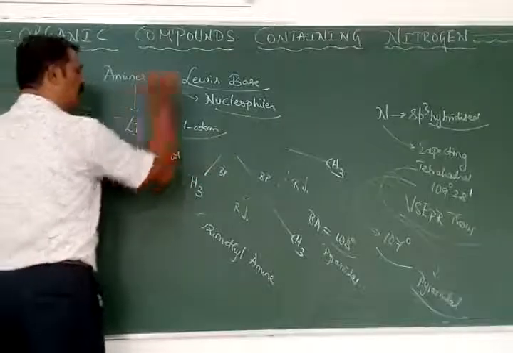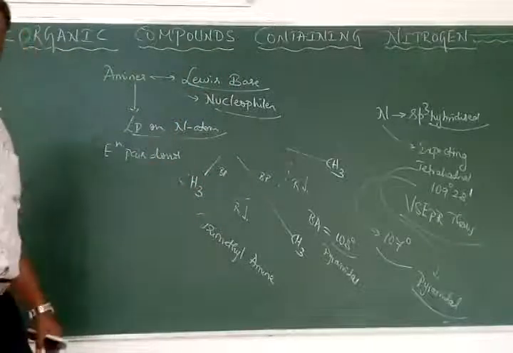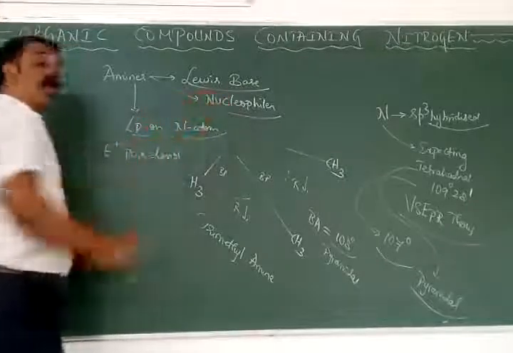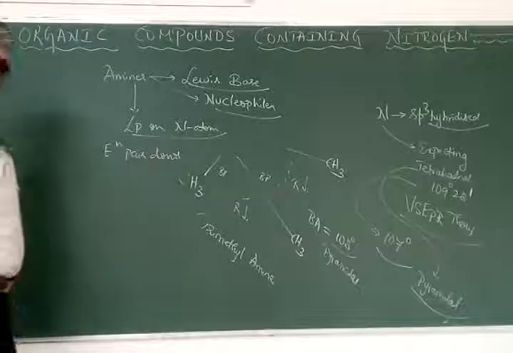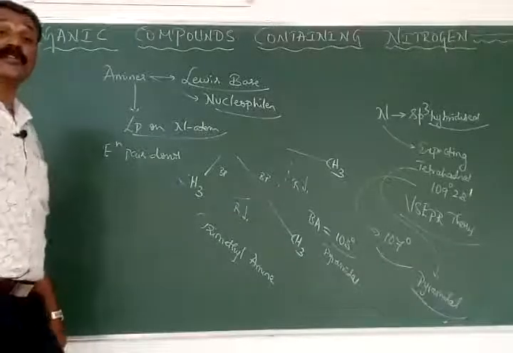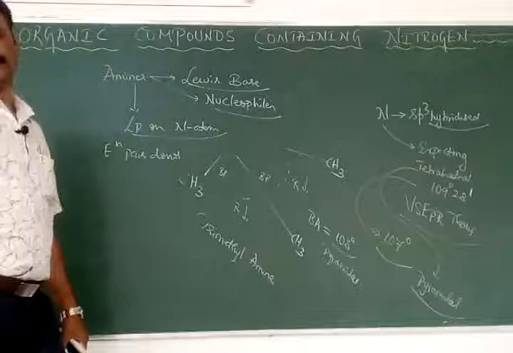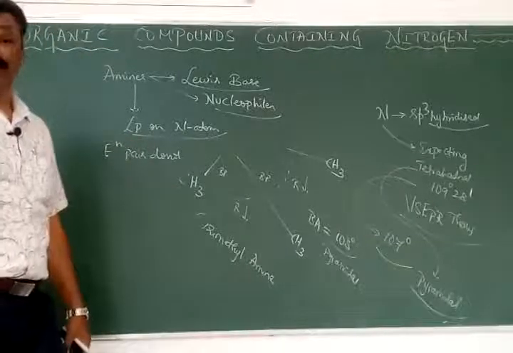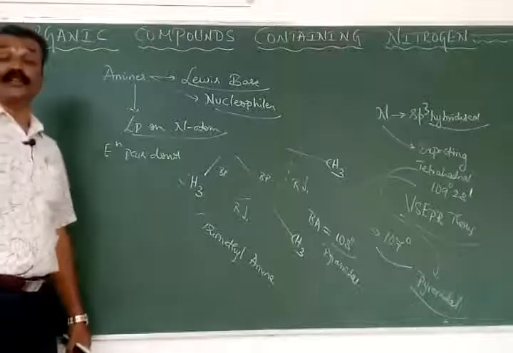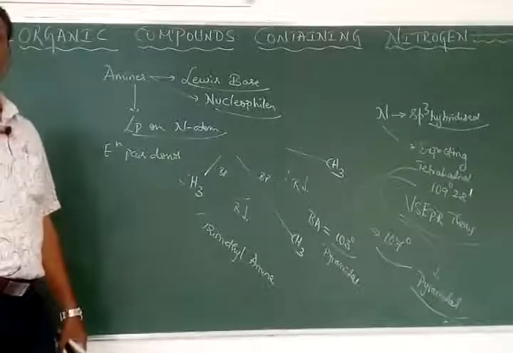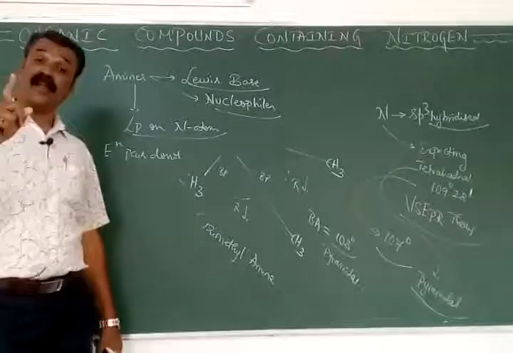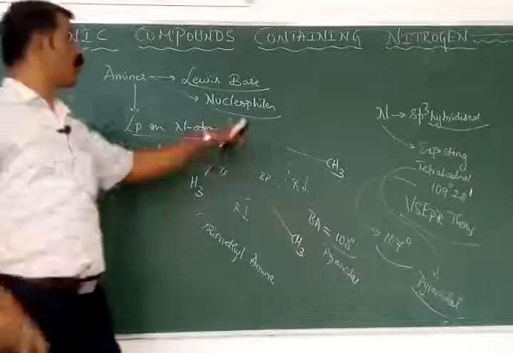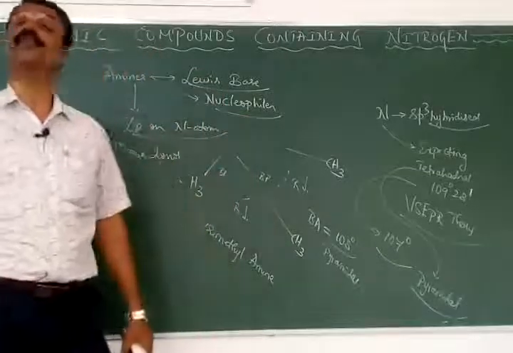If they are electron pair donors, they are Lewis bases. Apart from that, they are nucleophiles. Why are they called nucleophiles? Nucleophile means nucleus loving. The nucleus is positively charged, so it is deficient in electrons. That is why a nucleophile is electron rich; it has no affinity towards electrons, but an affinity towards positive charge. That is why it is called a nucleophile.